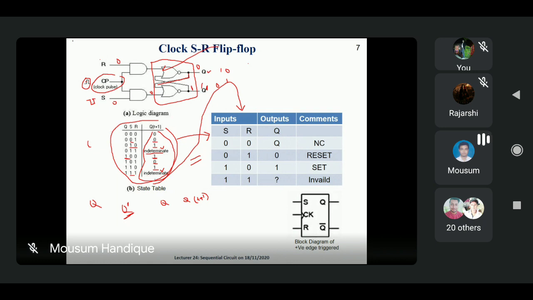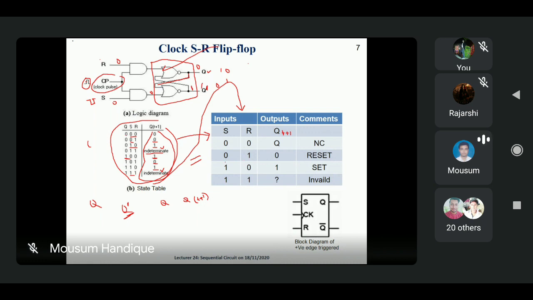So how can you remember this particular table behavior of the SR flip flop? This is the shorter version of this state table. See here, when S equal to R, the output is Q(t+1), so next state equal to the present state. So when S equal to 0 0, what is the present state? Present state is 0, so next state is 0.